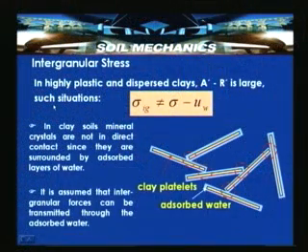So, intergranular stress for the case of sands and gravels and clays of low plasticity, we can say sigma Ig is equal to sigma dash is equal to sigma minus UW, whereas in the case of highly plastic and dispersed clays, where A dash minus R dash is very large, we cannot really say sigma Ig is equal to sigma dash is equal to sigma minus UW, because of the large contribution of the A dash minus R dash, that is the difference of attractive forces and repulsive forces acting over a cross sectional area of the soil.